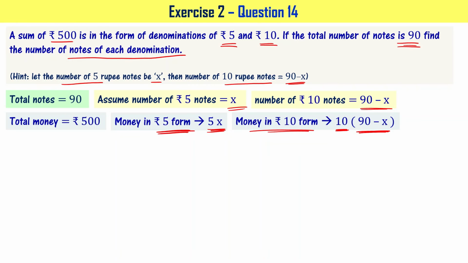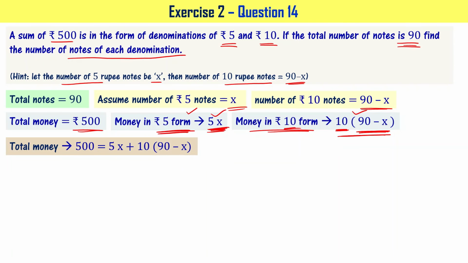So some money is in the form of 5 rupees notes, that is equal to 5x, and some money is in the form of 10 rupees notes, and that is equal to 10 times 90 minus x. When you add these two, 5x and 10 times 90 minus x, that is equal to the total money, right? So let me write that. Total money 500 equal to 5x plus 10 times 90 minus x, right? Let me rearrange this equation such that I can write it as 5x plus 10 times 90 equal to 900 minus 10 times x is 10x. That is equal to 500, right?